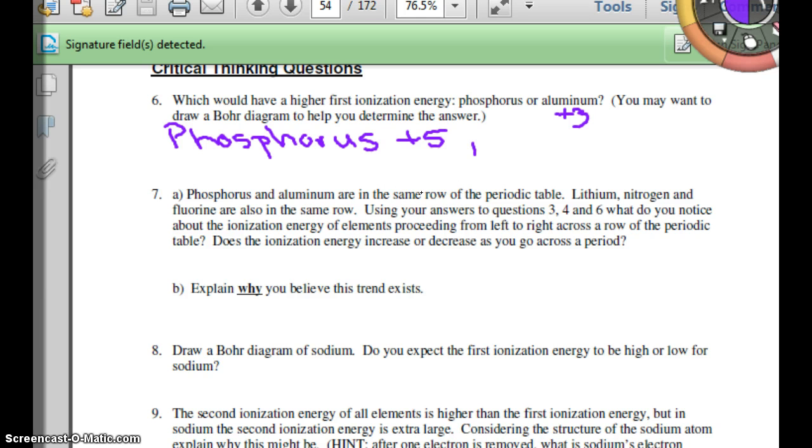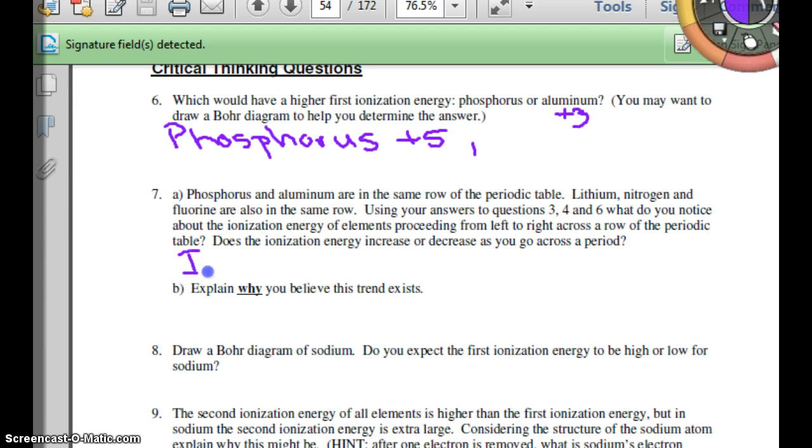Lithium, nitrogen, and fluorine are also in the same row. Using your answers to questions 3, 4, and 6, what do you notice about the ionization energy of elements proceeding from left to right across a row of the periodic table? Does the ionization energy increase or decrease as you go across the period? And this question is what is important. As you move from left to right across a period or row, the ionization energy increases.